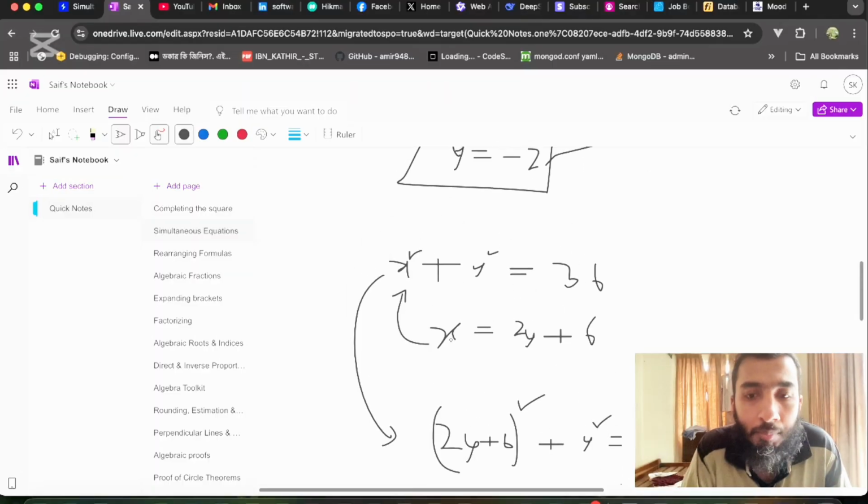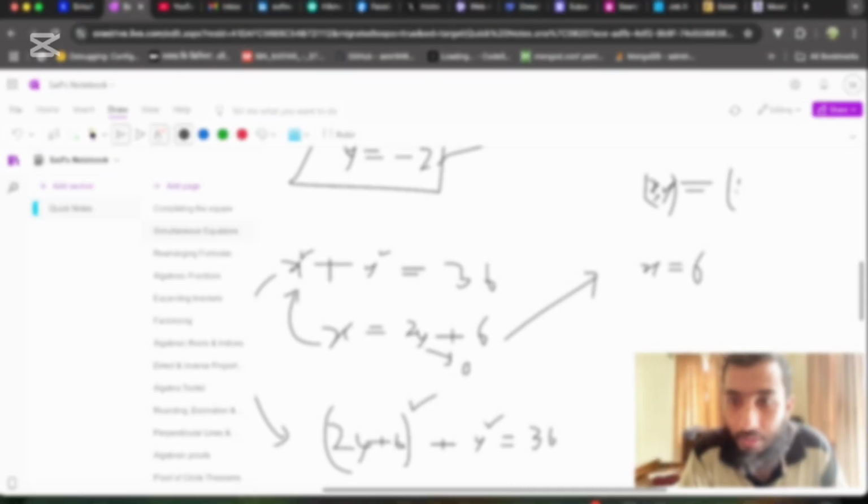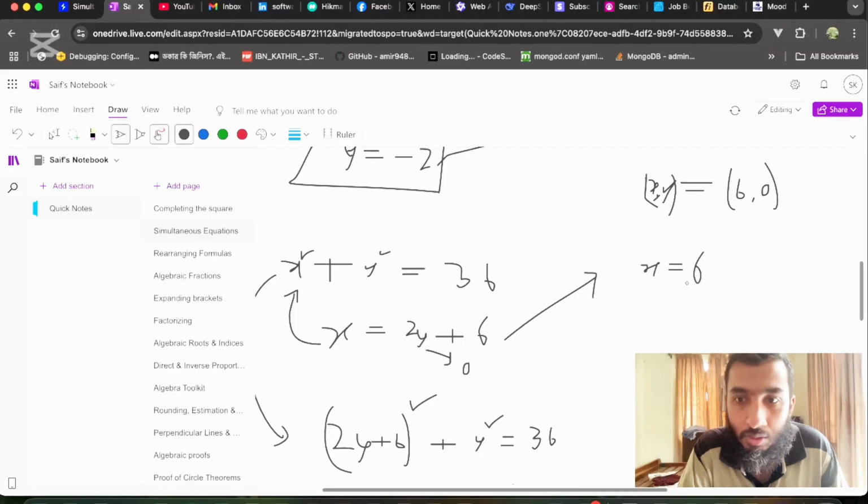So if I apply y as 0, if the value of y is 0, I get what? From this equation, because y is 0, I get x equals 6. So one possible solution of the variables x and y is what? 6 and 0. This is one possible solution.